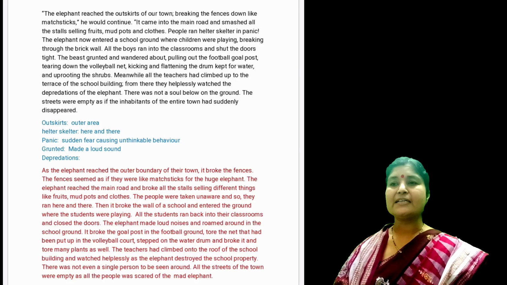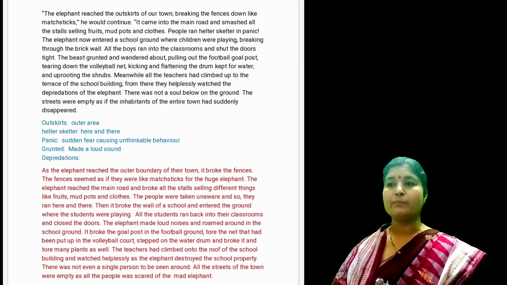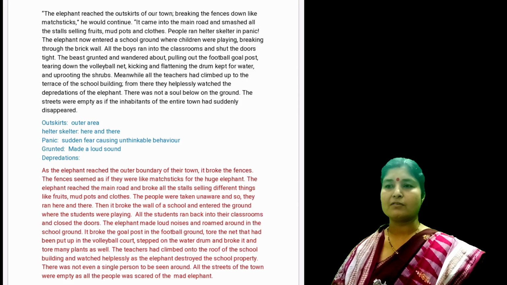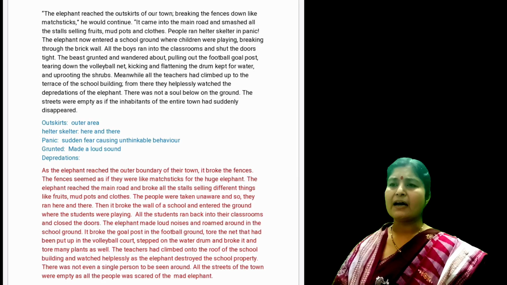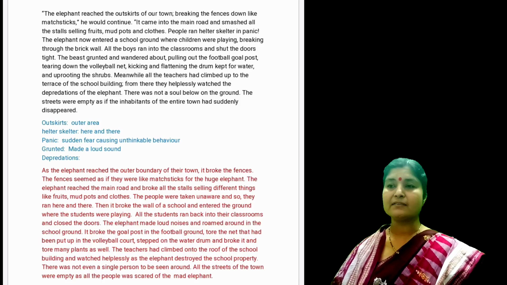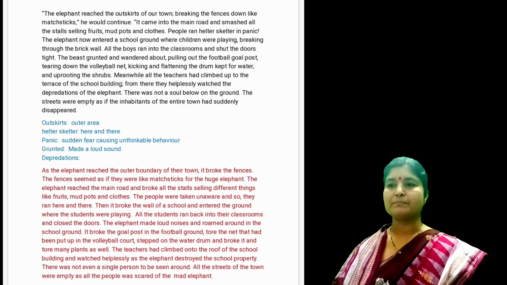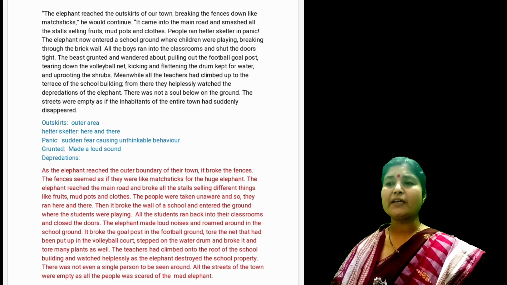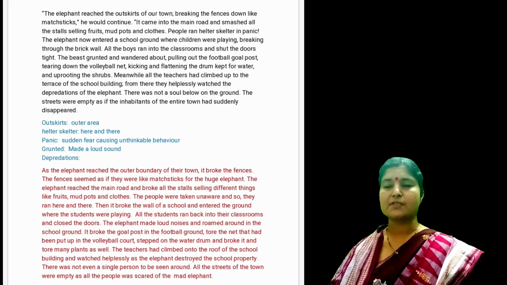The elephant reached the main road and broke all the stalls selling different kinds of things like fruits, mud pots and cloths. The people were taken unaware, so they ran here and there. They all were frightened. Then it broke the wall of a school and entered the ground where the students were playing. All the students ran back into their classroom and closed the doors.